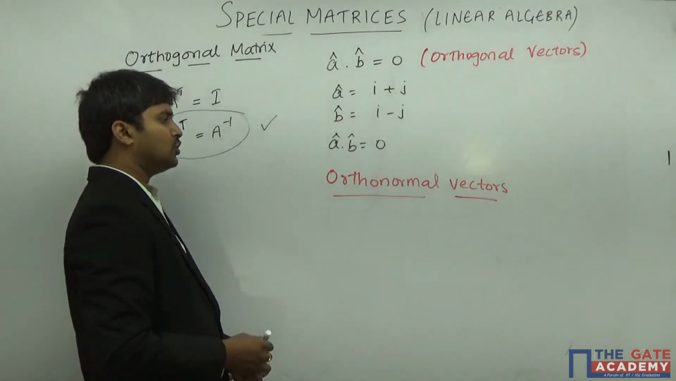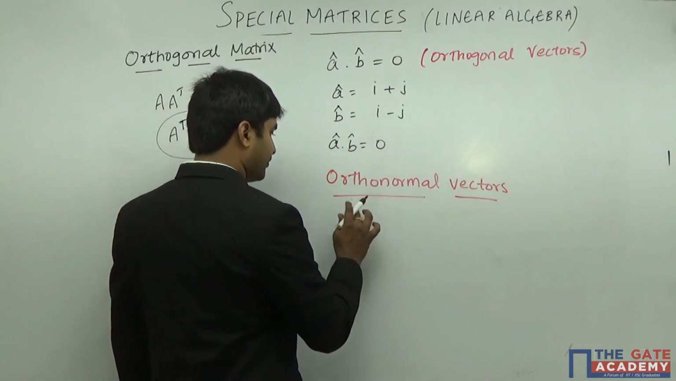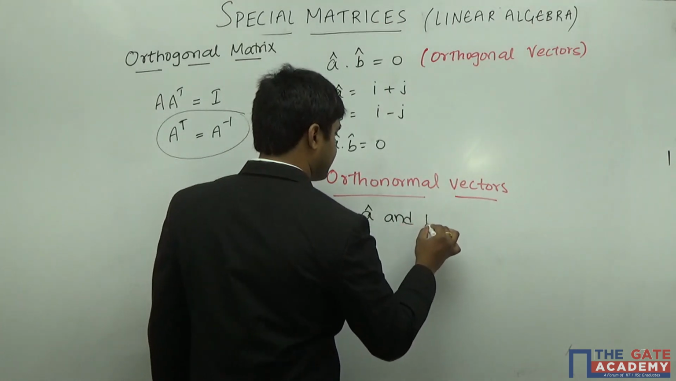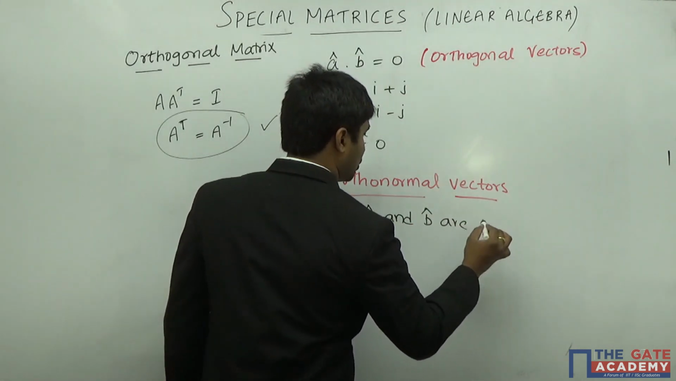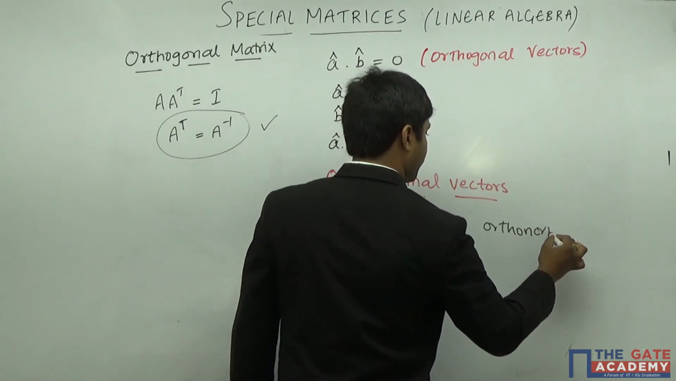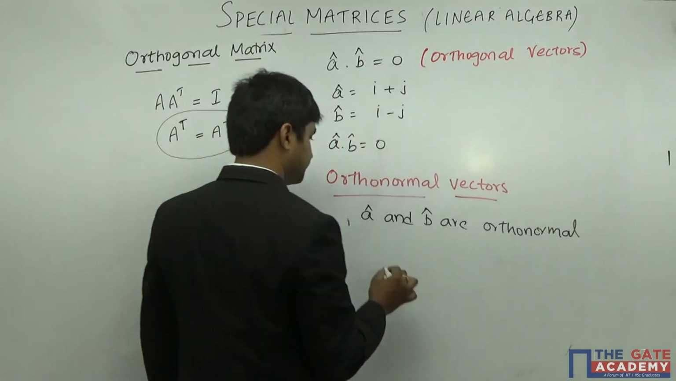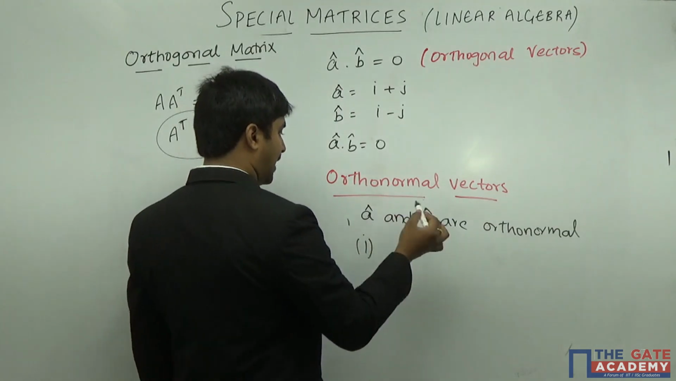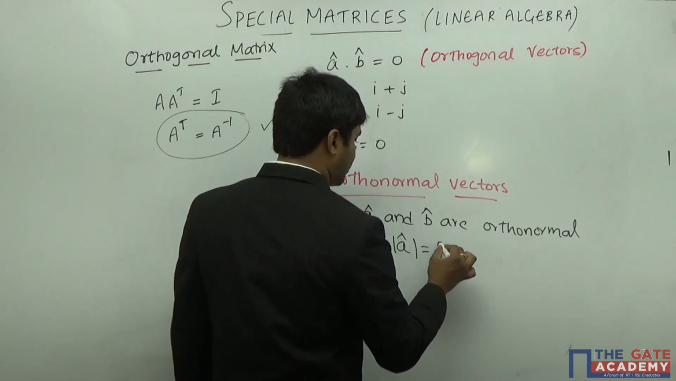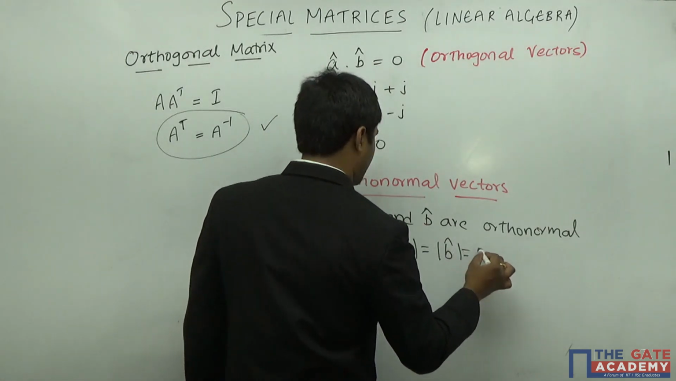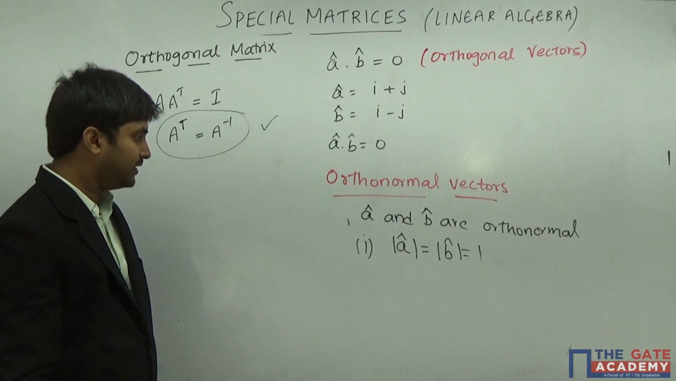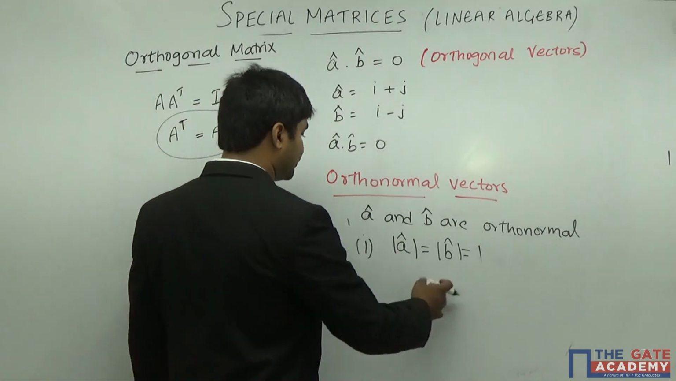So in the case of orthonormal vectors, we'll observe that when you have two vectors A and B that are orthonormal, the first thing is that they have to be unit vectors. It means that the mod of A should be equal to the mod of B, which should be equal to 1. The magnitude of the vectors should be equal to 1. It means that they have to be unit vectors.